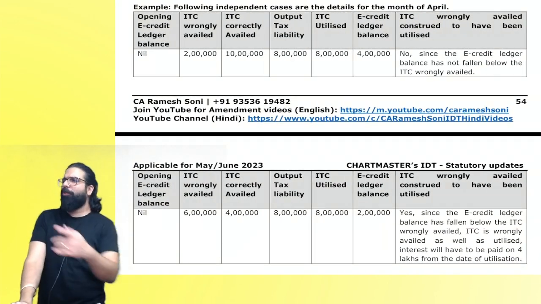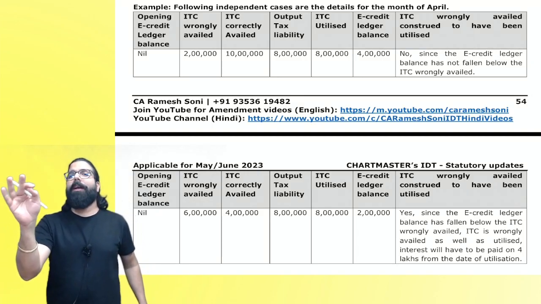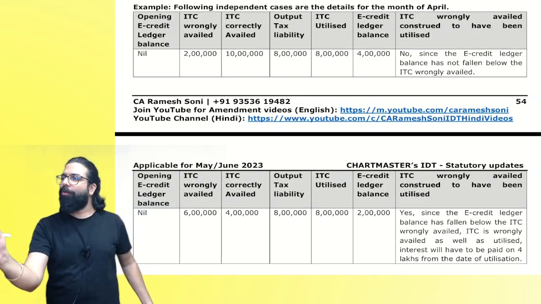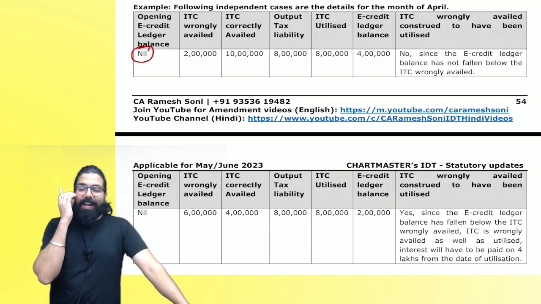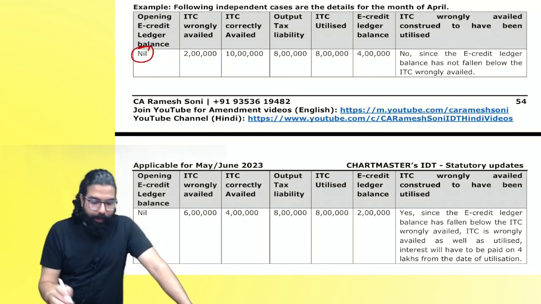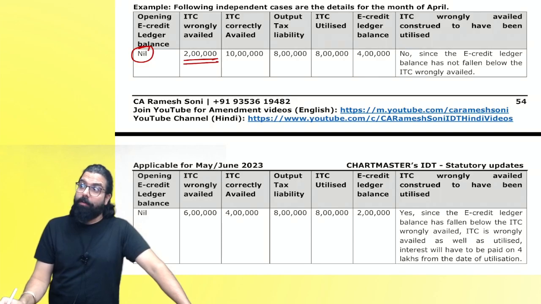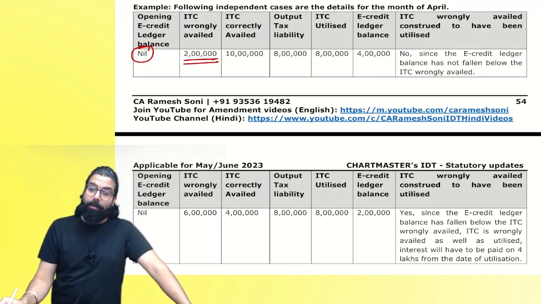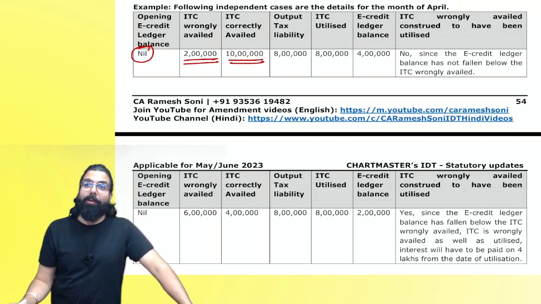One more example. Did you understand now? Simple. Nothing is there. Using the government's money, interest will come. If you don't use it, no interest. Everyone here, my opening balance of the e-credit ledger, supposedly, is nil. I went ahead and availed how much credit wrongly? 2 lakh. Correctly availed how much? How much is my e-credit ledger total this month?